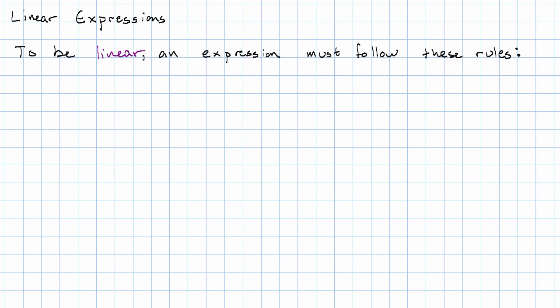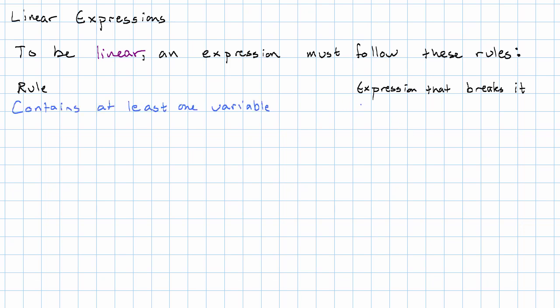There is a special kind of expression called a linear expression that we're going to want to focus on especially. These linear expressions have some very nice properties. What is a linear expression? To be linear, an expression must follow each of these rules. And I'm going to give you the rule and an expression that breaks the rule. The first rule is that a linear expression contains at least one variable.